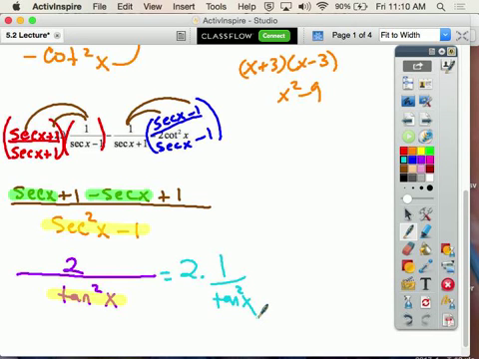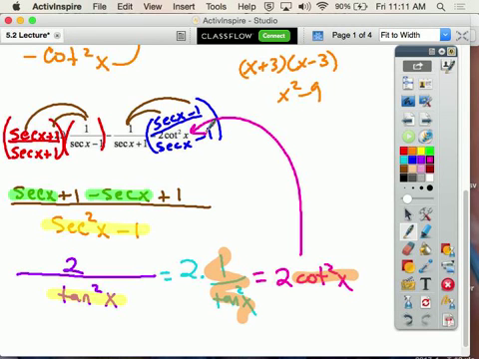Do you guys see that? I just pulled the 2 out in the front. What is 1 over the tangent squared? That's correct, cotangent. So now I have 2 times the cotangent squared of x, because this stuff here, 1 over tangent squared, is the cotangent squared. And I have proven now that the stuff on the left is the same as the stuff that was on the right.